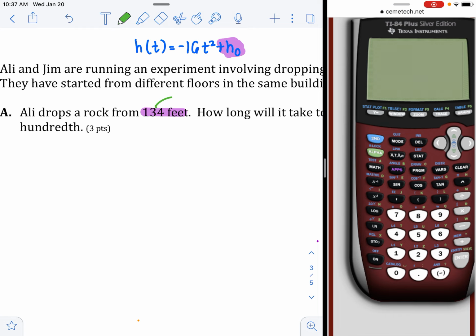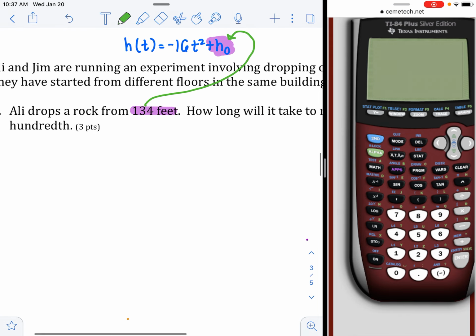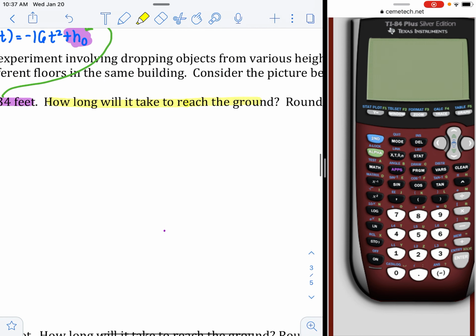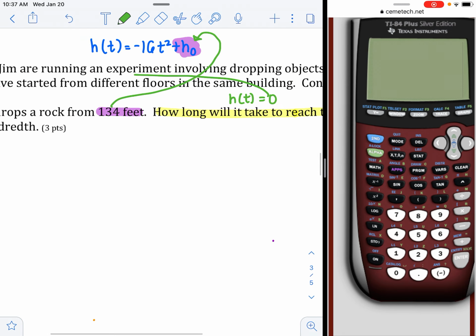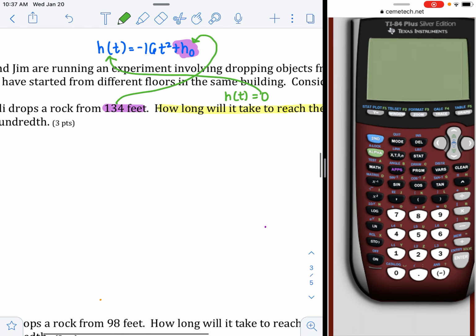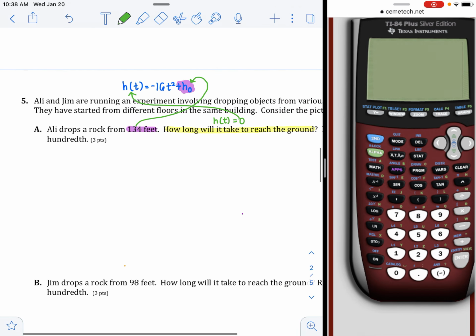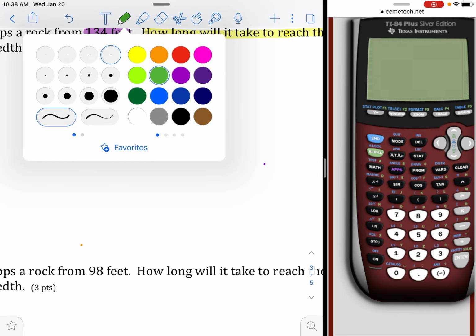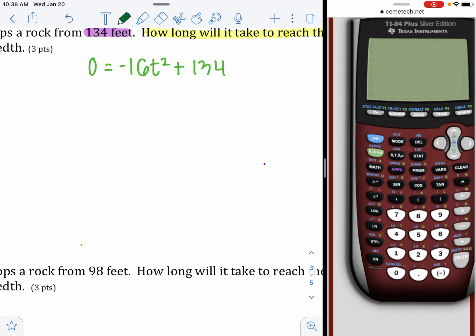So what I'm going to do is I'm going to substitute 134 in for h naught. And then the question here asks, how long will it take to reach the ground? That is when the height, h of t, is 0. So the second thing I'm going to do is take 0 and substitute it in for h of t. All right, so now I'm ready to write my equation. I have 0 equals -16t squared plus 134. Okay, so please make sure I'm looking for that equation. You need to have that equation for your first point.